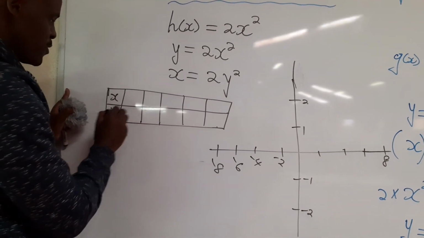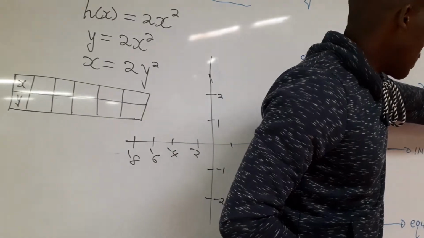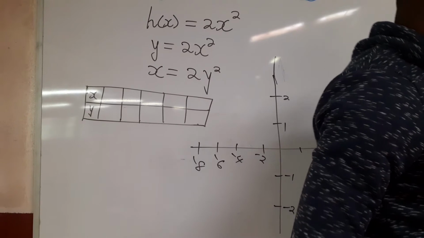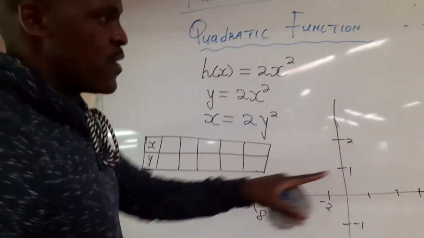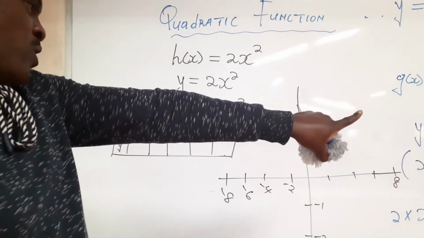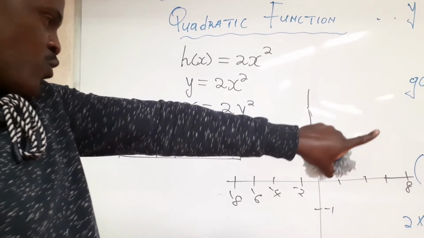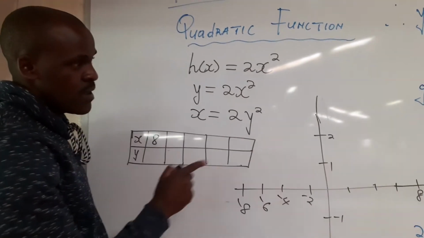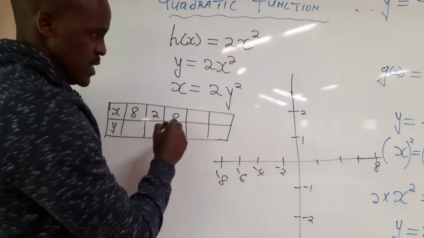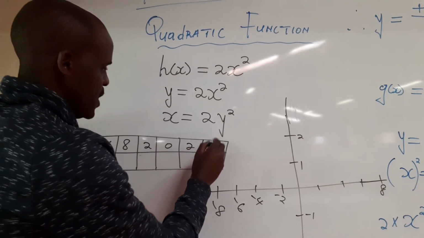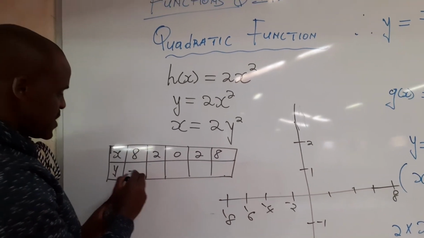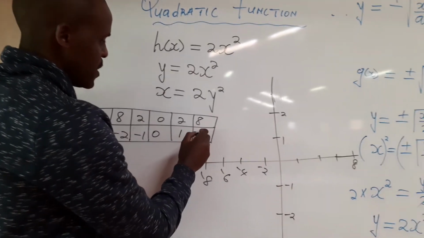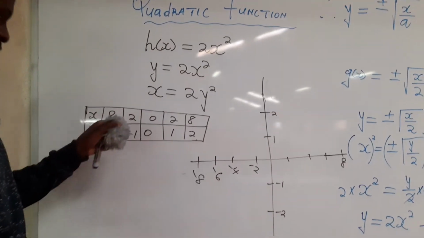And we've got x, we've got y. If you are to swap these points, in the place of x, we put y. So if x is equal to -2 on that function, y is equal to 8. But now, since we are swapping them, we are going to have 8, 2, 0, 2, and 8. Here, it's -2, -1, 0, 1, 2. Let's sketch this graph.